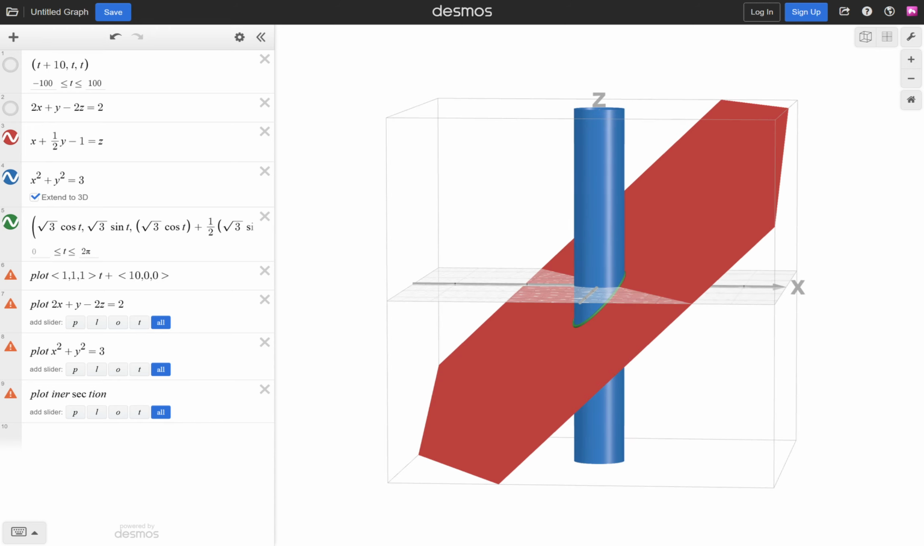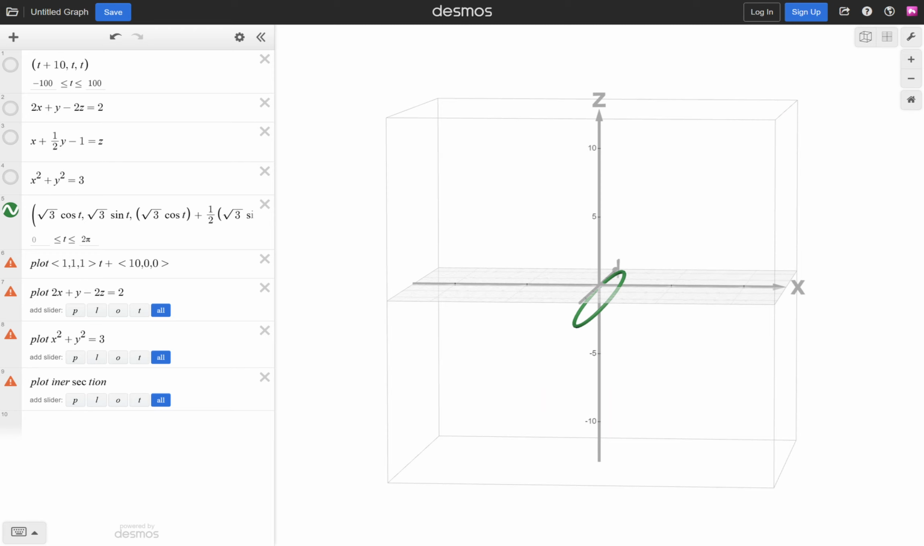We can see this without the cylinder and the plane now. And this is our graph for the ellipse.